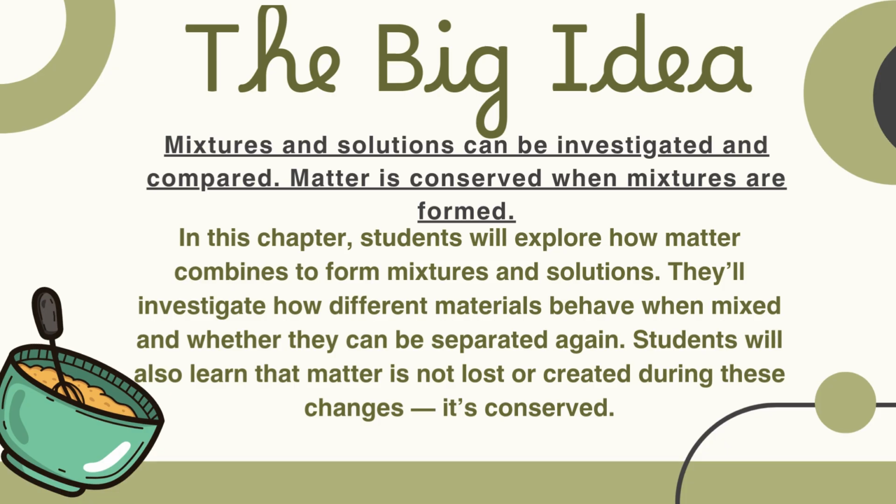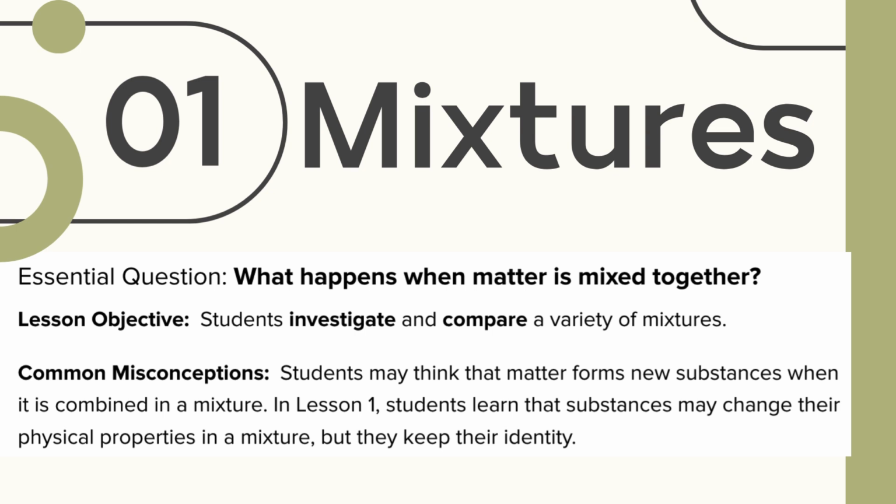The big idea of this chapter is that mixtures and solutions can be investigated, compared, and sometimes separated. Students will explore real-life combinations of matter like salt water, trail mix, or muddy water, and learn how to tell what kind of mixture they're dealing with. More importantly, they'll discover that even when things dissolve or change appearance, the matter is still there. It's conserved. This chapter encourages students to think like scientists, observing carefully, asking good questions, and testing what they think they know. Chapter 3 is broken down into 3 different lessons.